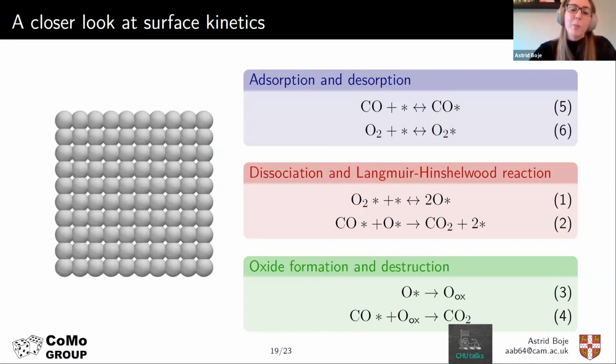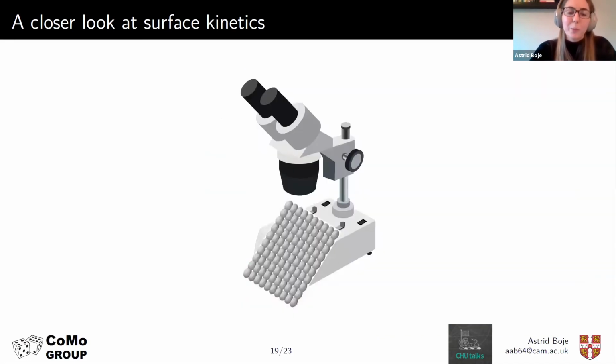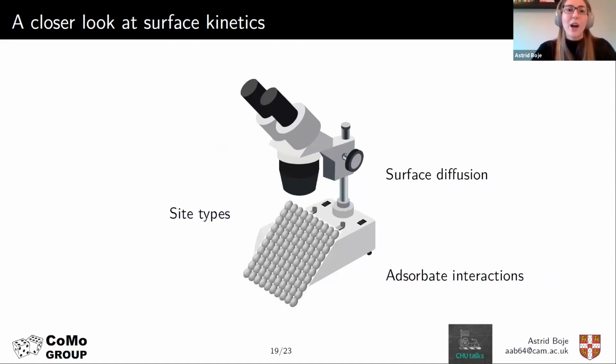But what we want to do now is put the surface under the microscope, as it were, have a closer look, and in particular resolve site types, surface diffusion, and interactions between adsorbates, which are not possible to model in the context of the microkinetic model that we had before, which assumes that the surface is homogeneous.